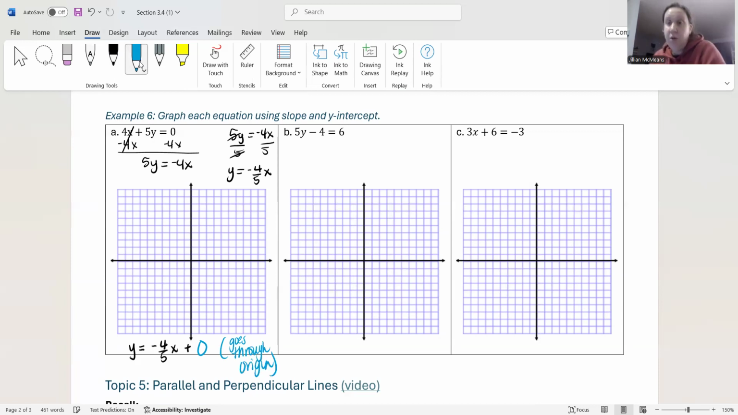Okay, so when you go through the origin, you're just going to have an x term and a y term. You're not going to have a constant term. But that's no big deal. So we want to plot our slope and our y-intercept. So our slope in this case is -4/5. My y-intercept is just 0.